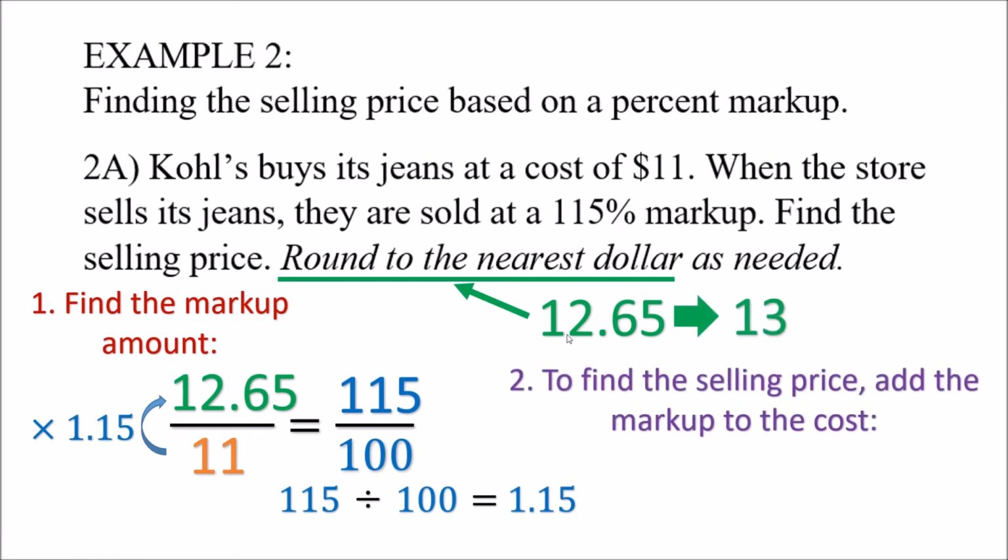Then the second step is to find the selling price. So what's happening is we're adding 13 to the original cost because it's getting marked up $13. And so therefore the customer is going to have to pay $24.